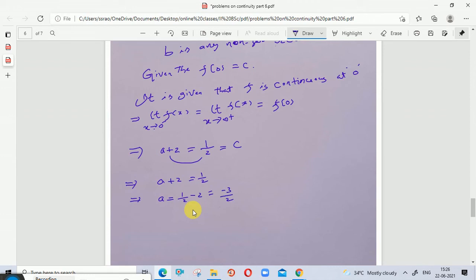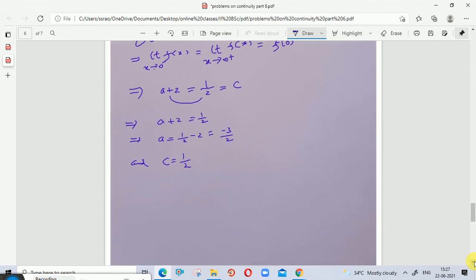Next, here if we take these two, c is equal to 2, very simply. Okay, c is equal to half. c is equal to 1/2. So we have the value of a is equal to -3/2, the value of c is equal to 1/2 and b is any non-zero real number.